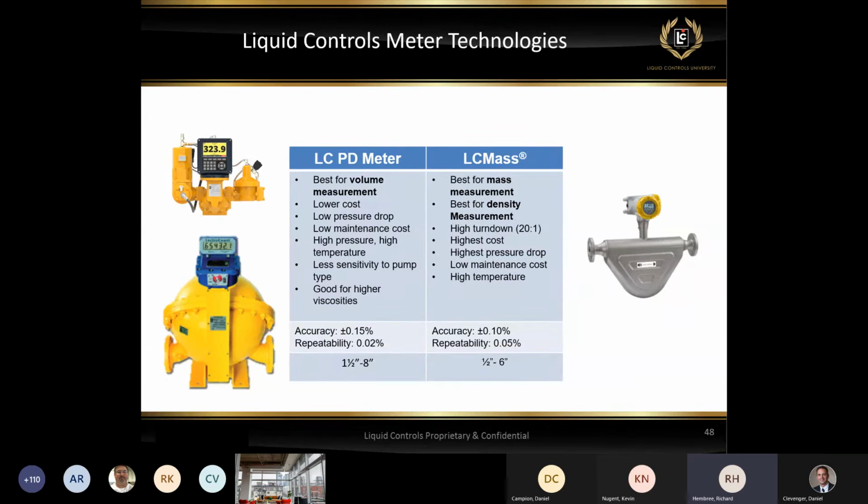The size range is 1/2 inch to 6 inch. One thing when we're selecting a meter: don't necessarily look at the size of the meter. We need to know the flow rates, because some of these smaller or larger meters can handle a good bit of flow.